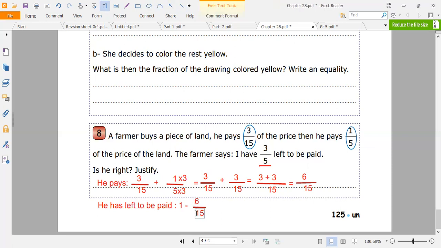But we cannot subtract 6/15 from 1. We want to write a fraction instead of 1. And 1 is what? The total is 15. So 1 is equal to 15/15 minus 6/15.